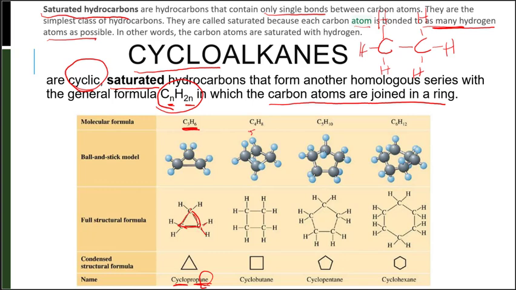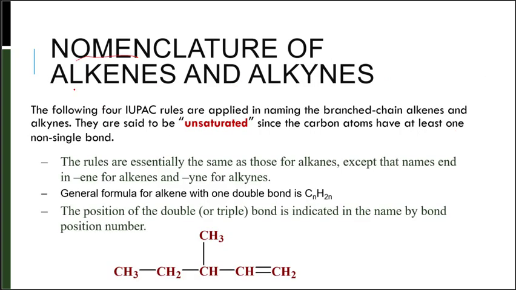We can also have 4 carbons, and notice that the 4 of these bonded together make cyclobutane. 5 carbons, cyclopentane. 6 carbons, cyclohexane. I think you get the idea. Let's move on to look at the nomenclature of alkenes and alkynes.